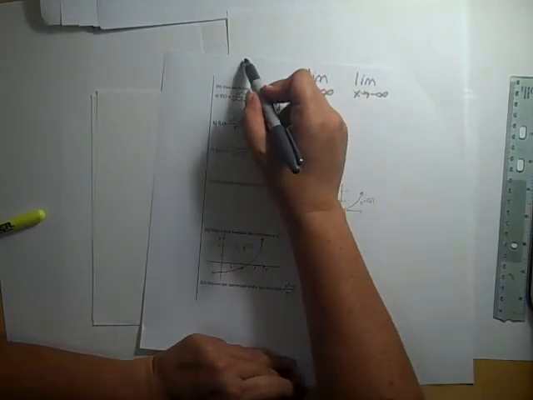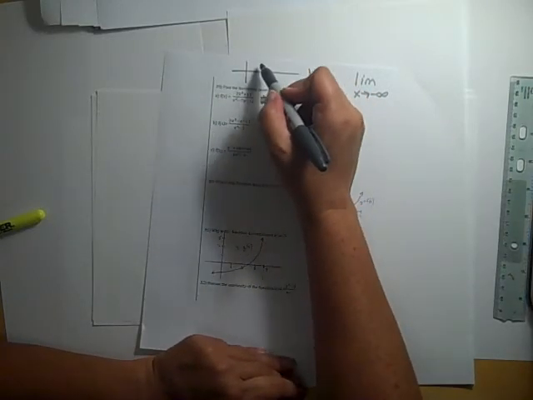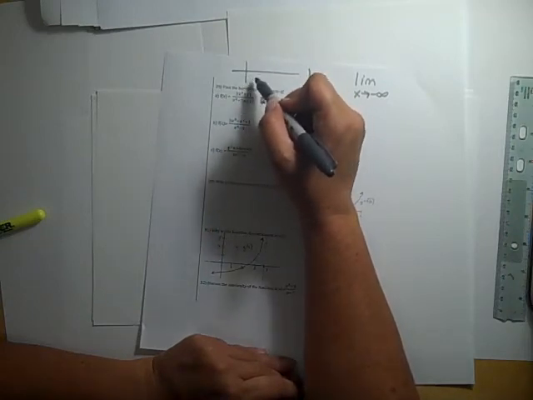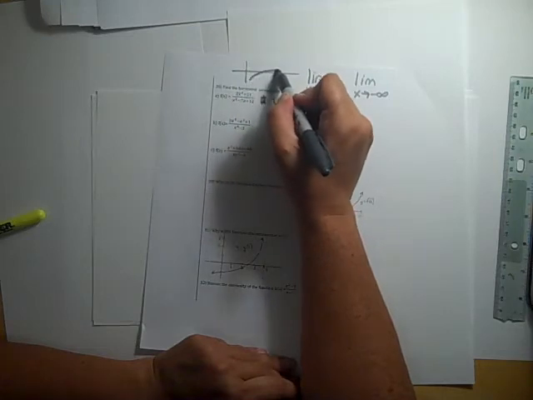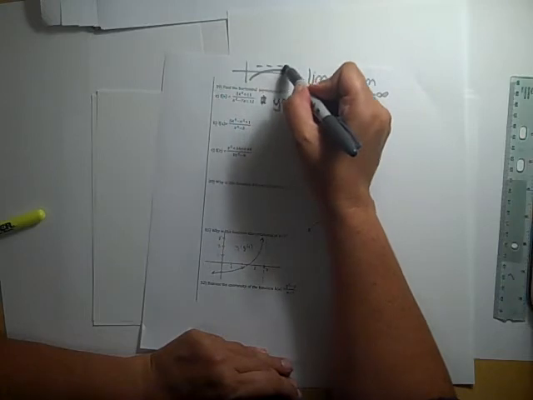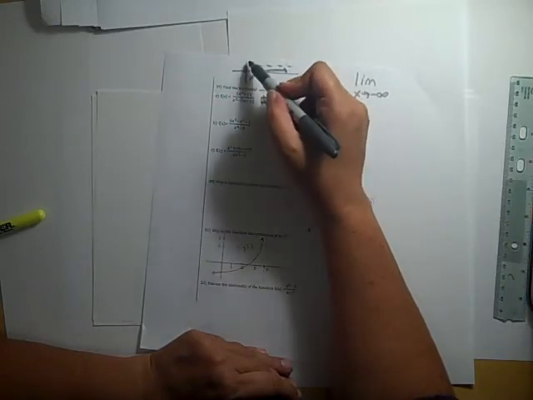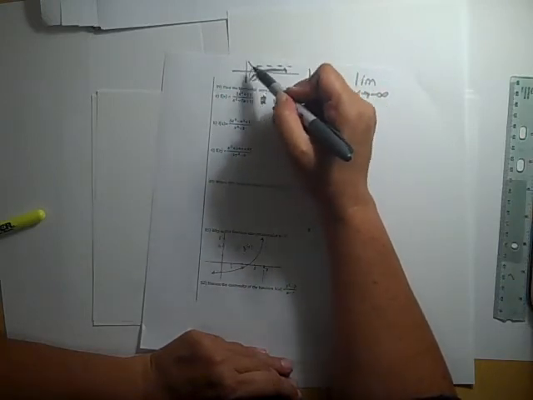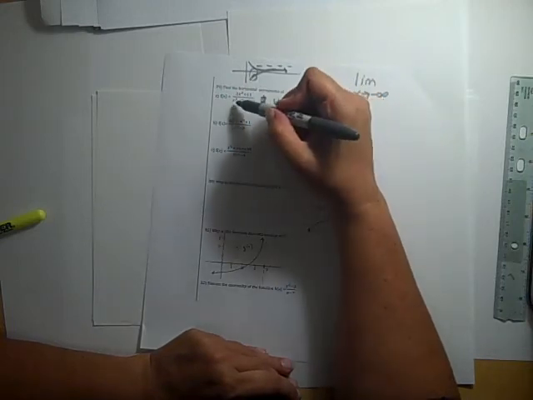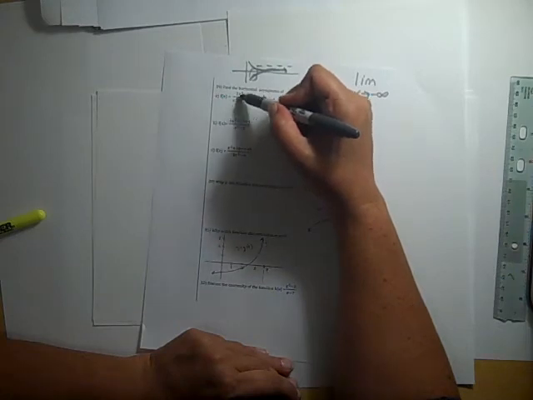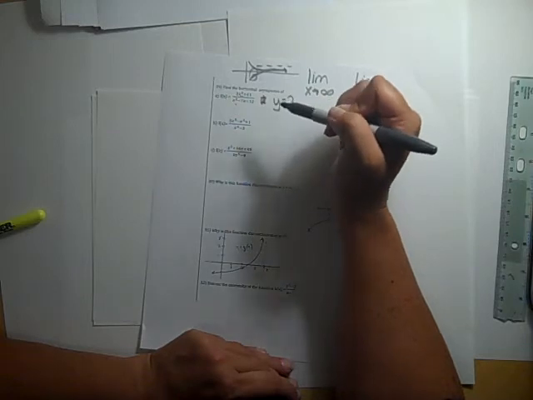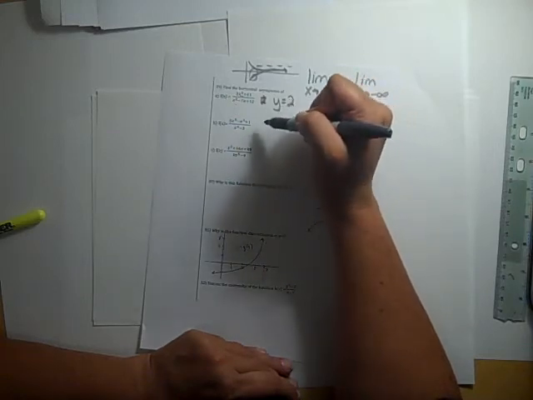So that means as your graph gets really big, you are going to be heading towards y equals 2, and you're going to get stuck there. Now, is it going to be different for negative infinity? Not at all, because these are both squared, so you're going to end up with positive numbers, so it's still y equals 2. It's only one horizontal asymptote. Okay, let's look at letter B.